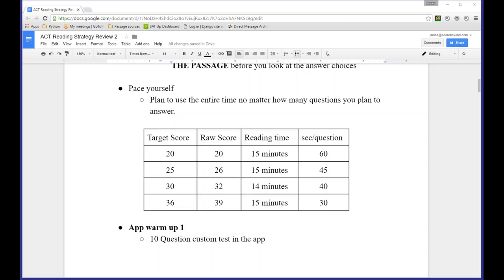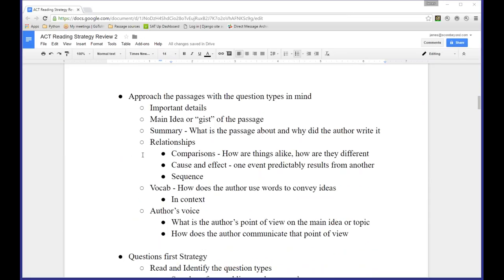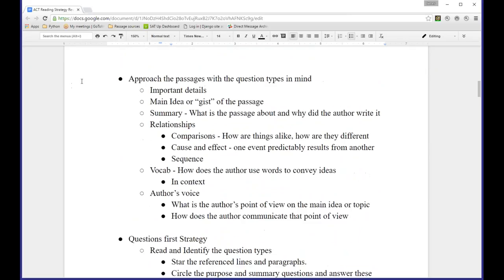All right, well, while I introduce the next section, if you're still going to be taking your notes, finishing them up, go ahead and do that. I'm going to go on to the next page here and remind us how we're going to approach. We want to make sure that we keep the question types in mind as we approach the passages, whether we do it passage first or question first. We want to recognize the kinds of questions that we know we're going to see and be thinking about those kinds of questions when we read the passage.